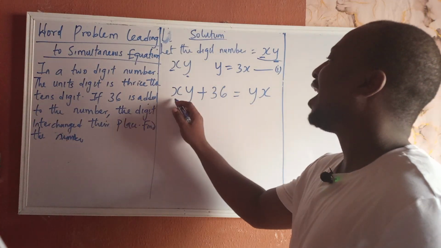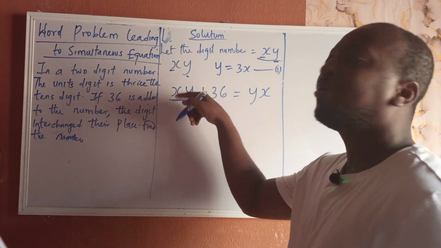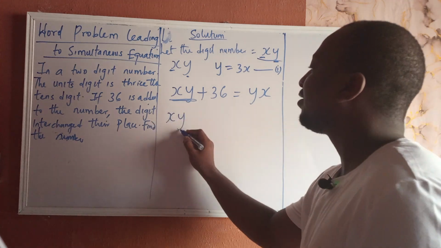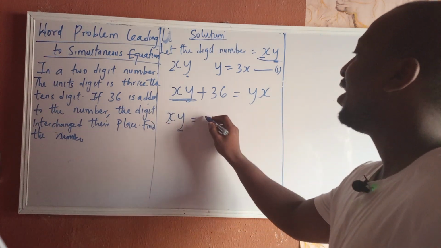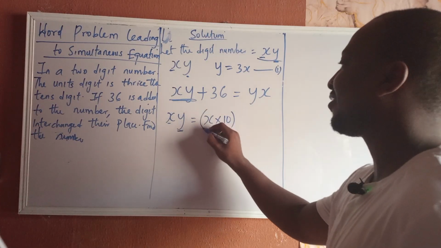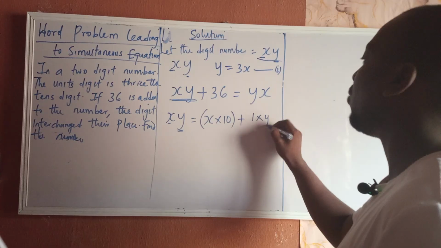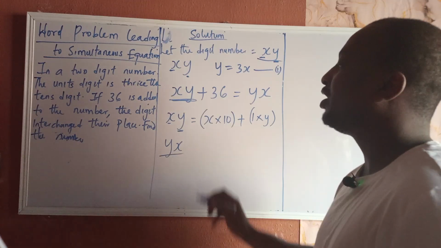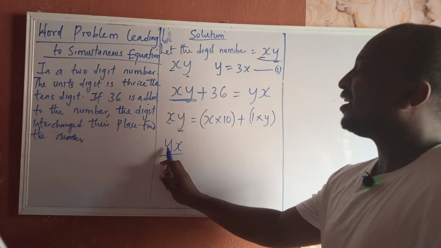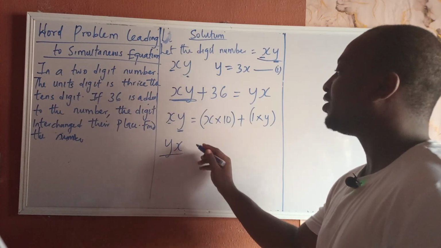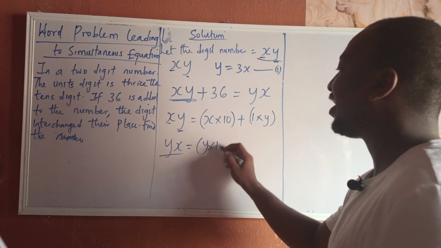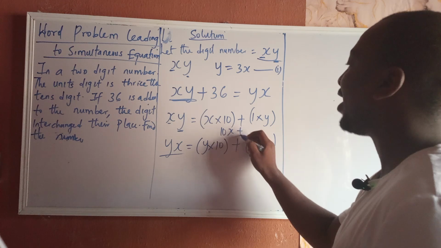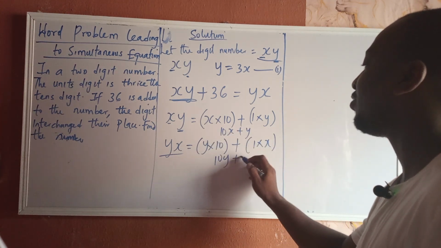Now, how do we write a two-digit number in the form of variables? xy, because this is the tens and this is the unit, I can write it as x times 10, that's the tens, plus 1 times y, that's the unit. And the other way around, we have yx, the interchanged number. That means y is the tens and x is the unit, so it can be written as y times 10 plus 1 times x. So this one gives me 10x plus y, while this one gives me 10y plus x.